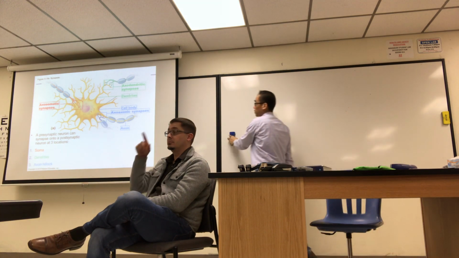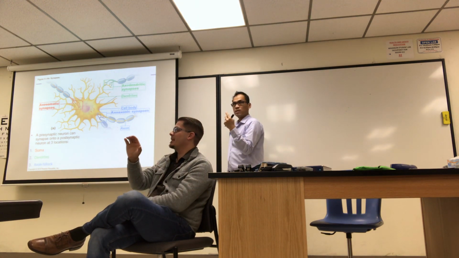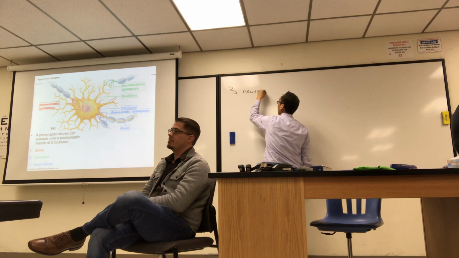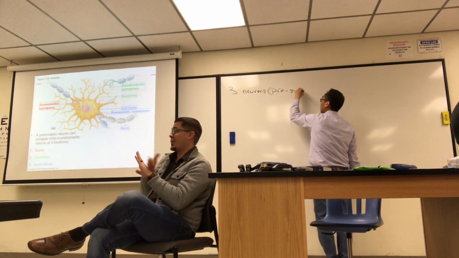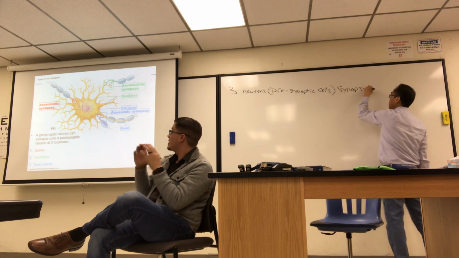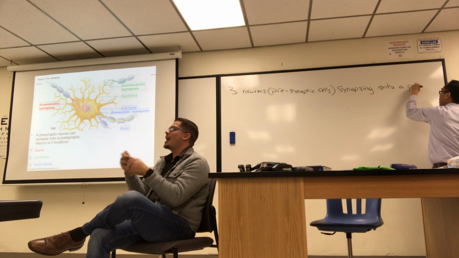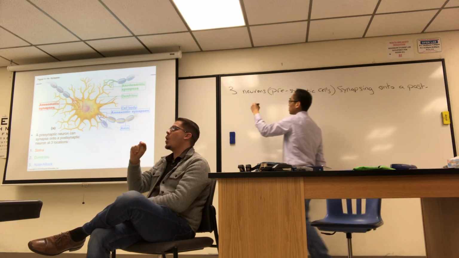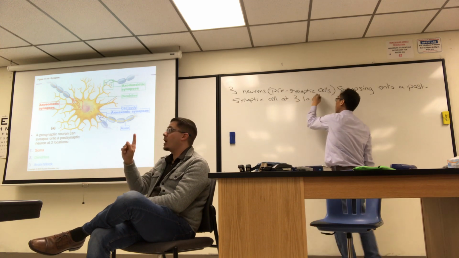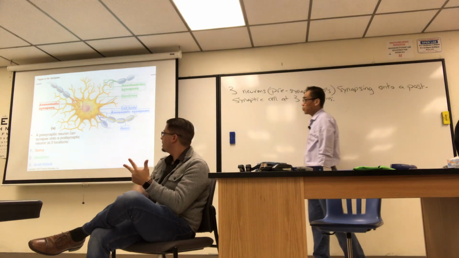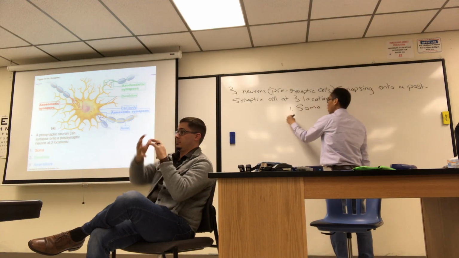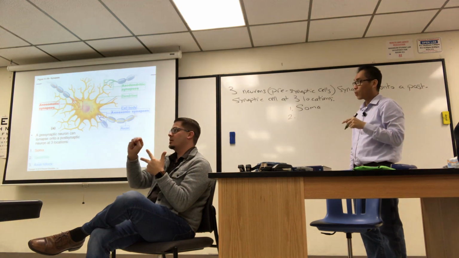What this figure is showing you is 3 presynaptic cells synapsing onto a postsynaptic cell. 3 neurons, call them presynaptic cells, synapsing, making a connection with, synapsing onto a postsynaptic cell at 3 locations. One area of input is the cell body itself, the soma. Another area of input could be the dendrites or the axon hillock.